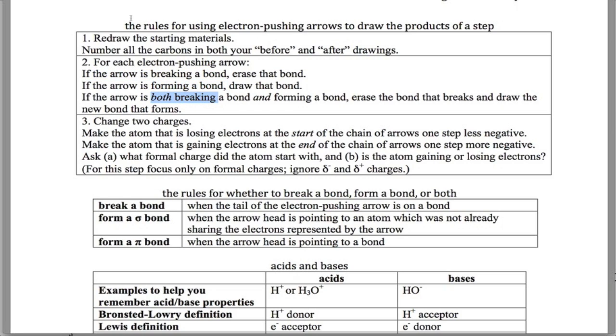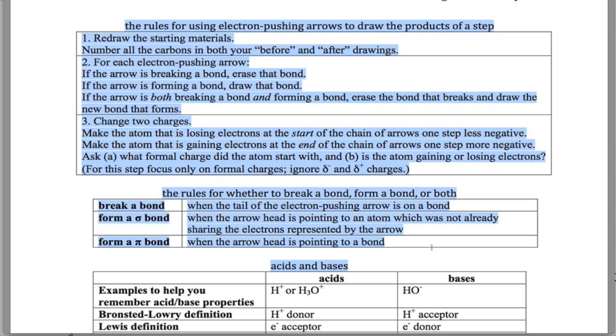And then there's only one more thing to do for using electron-pushing arrows, which is change 2 charges. So to review, how many charges do we always change on every step of every mechanism? 2. That's really crucial. You make the atom that's losing electrons at the start of the chain of arrows one step less negative, and you make the atom that's gaining electrons at the end of the chain of arrows one step more negative. It's an entirely mechanical process. There's no need to count lone pairs or count pi bonds or count bonds to figure out the charge. All you have to do is ask what formal charge the atom started with, and whether the atom is gaining or losing electrons.